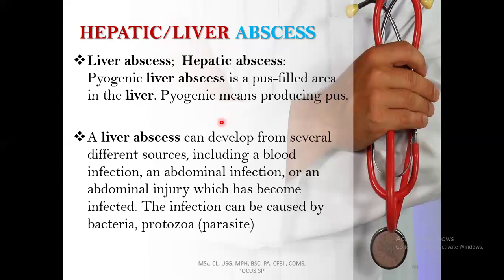It's actually a lesion that contains pus. You understand? So it's a pus-filled area in the liver. Pyogenic means producing pus. A liver abscess can develop from several different sources, including a blood infection, an abdominal infection, or an abdominal injury which has become infected. So the infection can be caused by bacteria or protozoa, which can be a parasite.